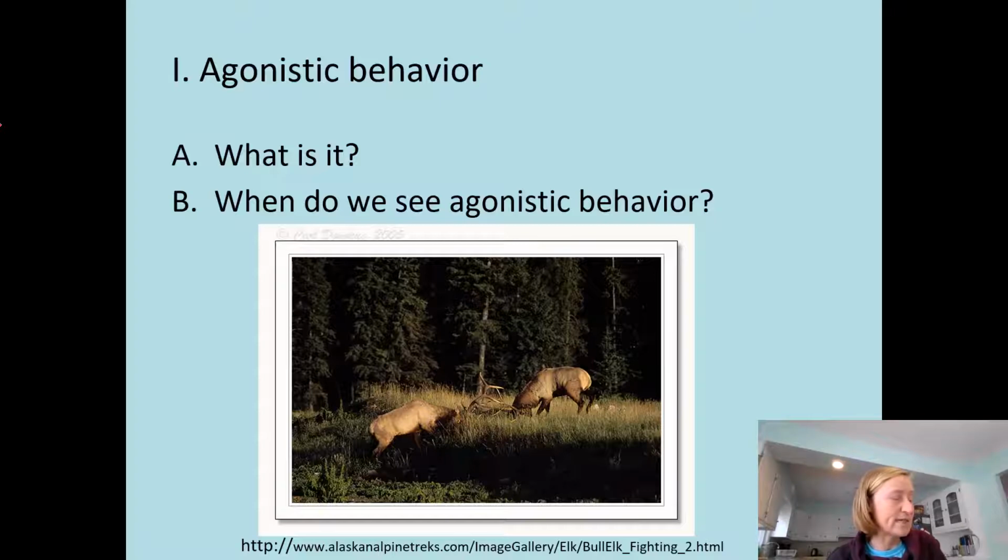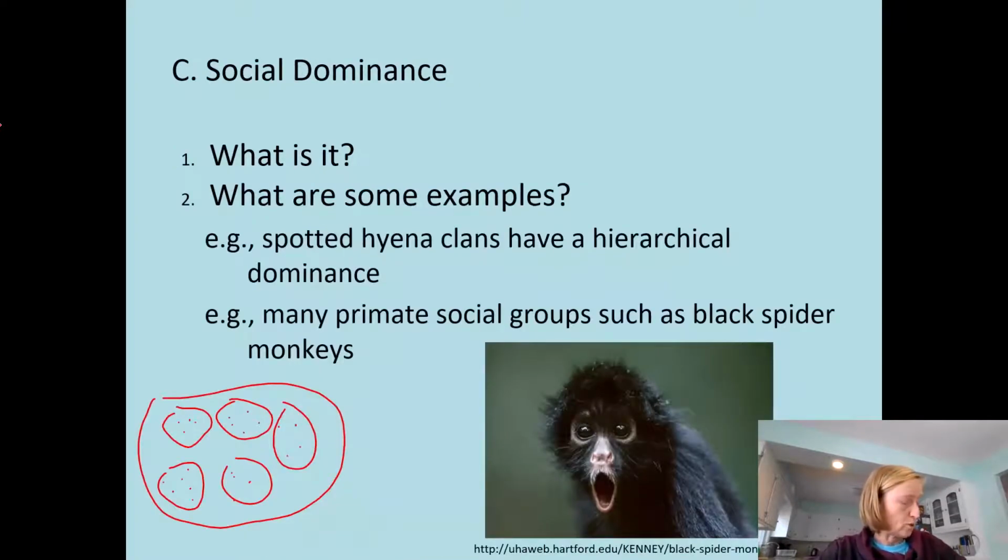Oh, and we do see agonistic behavior also when animals are trying to maintain a dominant status in their group. So social dominance is something that we see in social animals, not in all social animals, but in many of them. It's kind of like a pecking order, right? It's established in a social group, and it's maintained so that animals at the top of the hierarchy essentially have better access to mates or to territory or to resources like food, right?